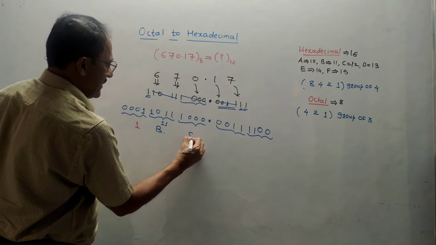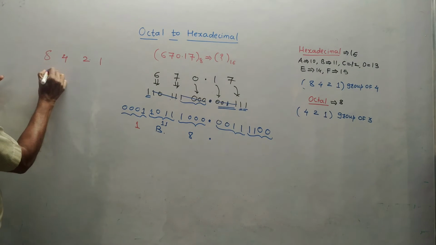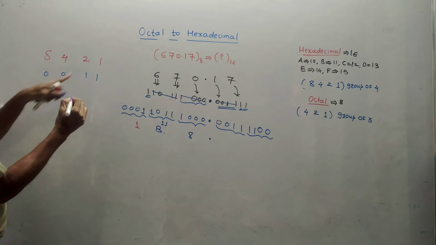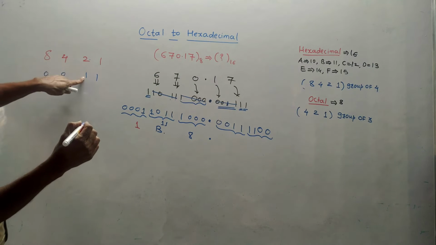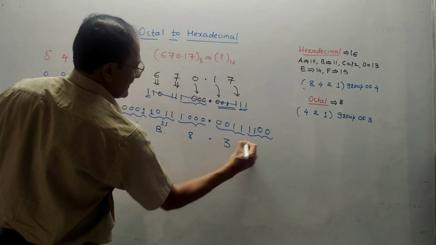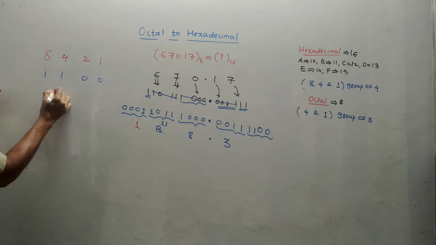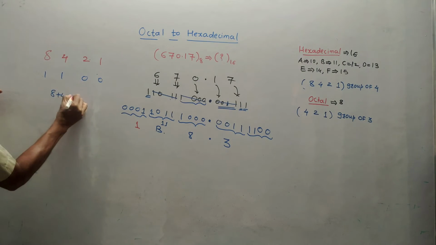So this answer will be 8 point. Next is 0, 0, 1, 1. So you just have to take multiplication of 2 into 1 plus 1 into 1, that is 3. So this answer is 3. Next is 1, 1, 0, 0. So it's simply 8 plus 4, that is 12.